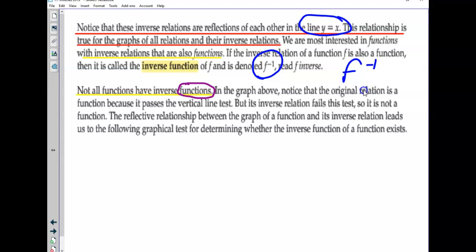It does not mean 1 over x. It is the notation used for the inverse of f of x. Don't ask me why, because it doesn't make sense, but I didn't get to write the rules for math. Note all functions have inverses, but not all functions have inverses that are still functions. There we go. Say that right.